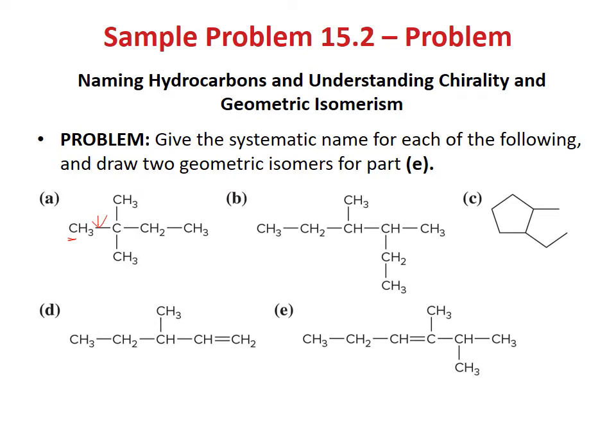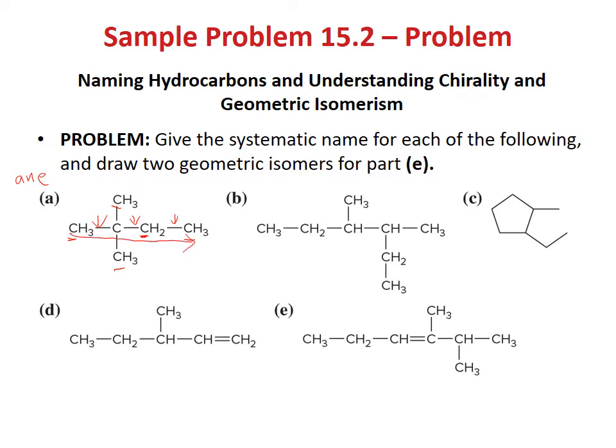Same thing for this carbon, this carbon, this carbon. And this one has 2 carbon-hydrogen bonds with 2 carbon-carbon bonds. So all bonds are single. There's only carbon-hydrogen, so this is an alkane. So the root is A-N-E. And the longest chain is 4.